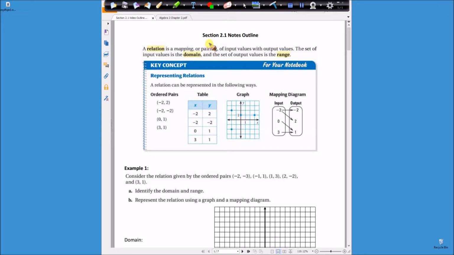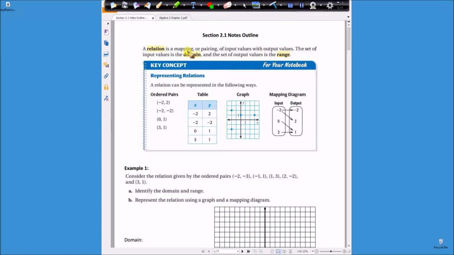Hi guys, for our first flipped lesson we're doing section 2.1, which deals with representing relations and functions. There's a lot of vocab and it's quite a long section, so I'll get right started. First of all, some review here.